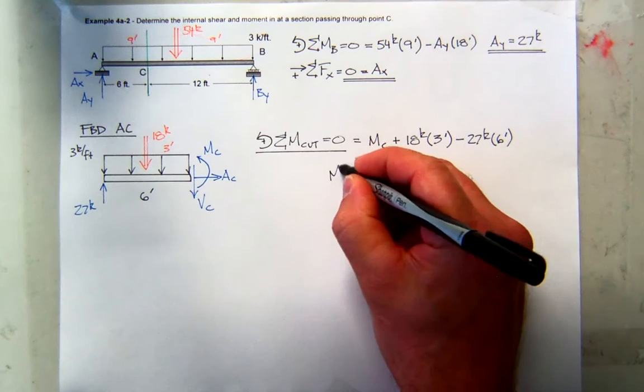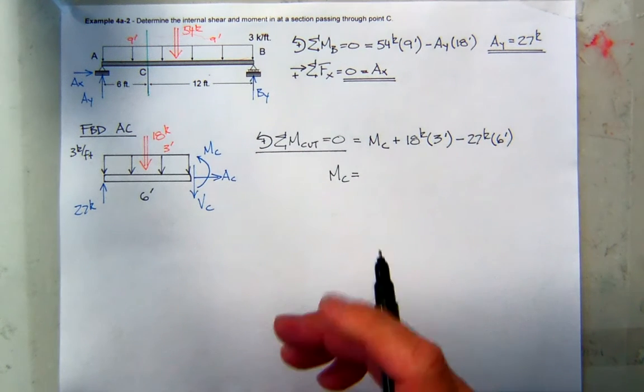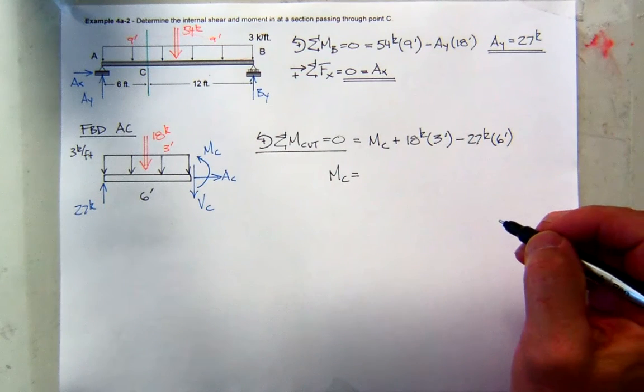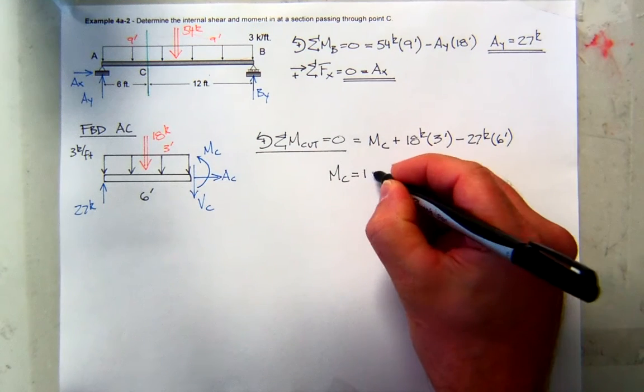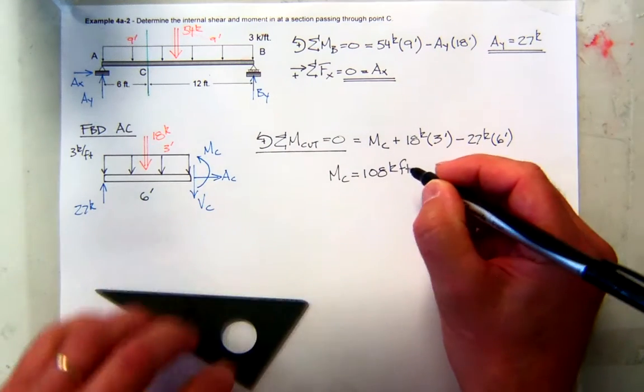So what is the moment at C? 108. Anybody else get 108? Yes. Positive or negative? Positive. So that would be kip feet.